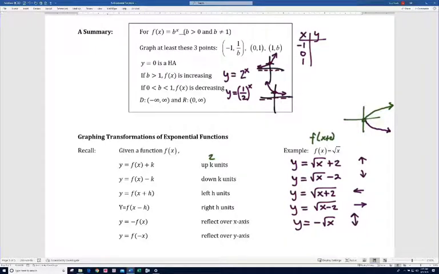And on the last one here, that would be a reflection over the y-axis. So that would be y equals the square root of minus x. That would be my example. And that would actually go this way. We would be reflecting across the y-axis here. All right, so let's go ahead and do some problems now using these ideas.